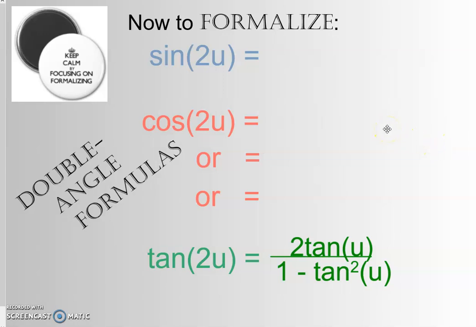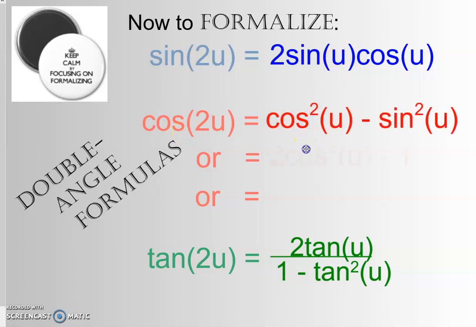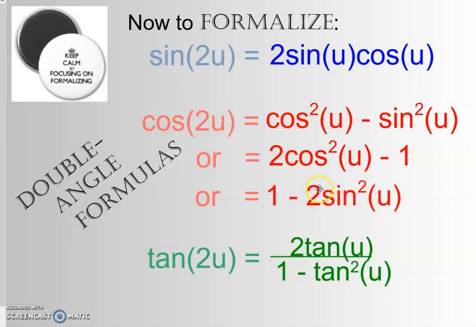Today's lesson is actually a follow-up to yesterday's lesson. Now, yesterday we came up with these double angle formulas. We found each one of these, the sine of 2u to be that. When we got to cosine, we actually ended up with 3 different formulas. And in our exercises yesterday, it really didn't matter which one of these cosine formulas we used. They all got us the same answer.